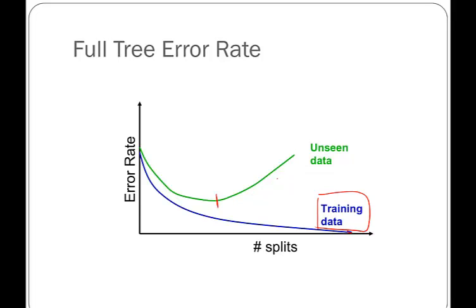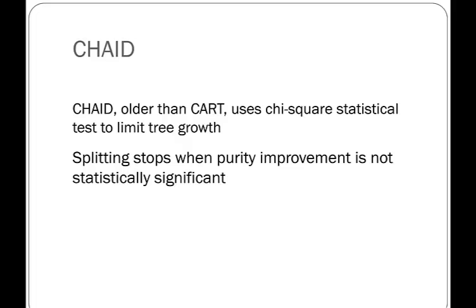And so for that reason, the validation data is going to be actually used to help pick the model. And because we're doing that, a test data set is something that should also be employed when we're doing classification and regression trees. So this is one way to come up with a stopping rule. There are other ways. There's CHAID, and that's something that was around before CART, and it uses a statistical test to limit the tree growth.